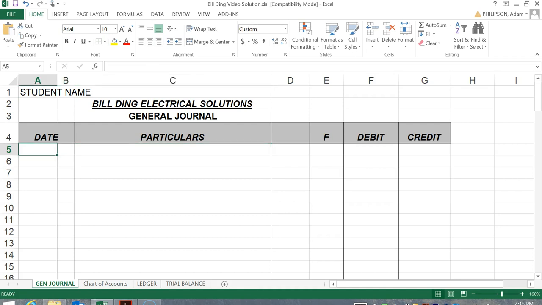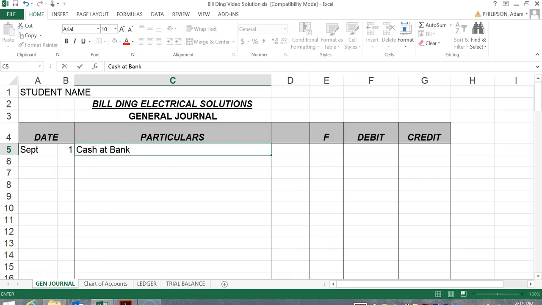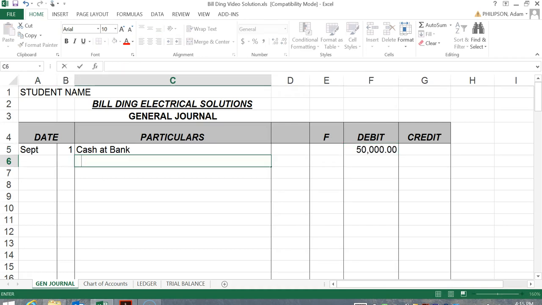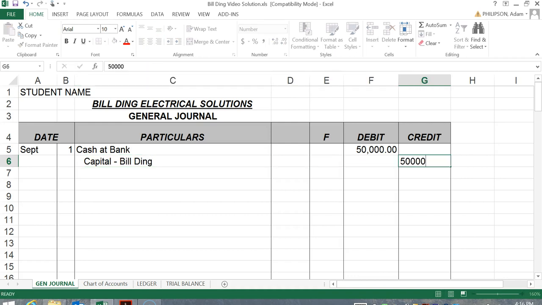Okay, so our first transaction, owner contributed cash of $50,000. So we're going to put our date in, September 1. Owner contributed cash, so our cash at bank is going to be going up. So it's increasing, it's a debit. So cash at bank is our first account, and it's $50,000 going into the bank account. And then because it's the owner contributing the cash, it is capital, building, and $50,000 credit.